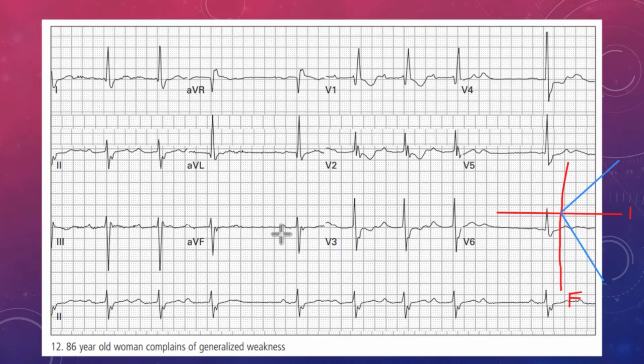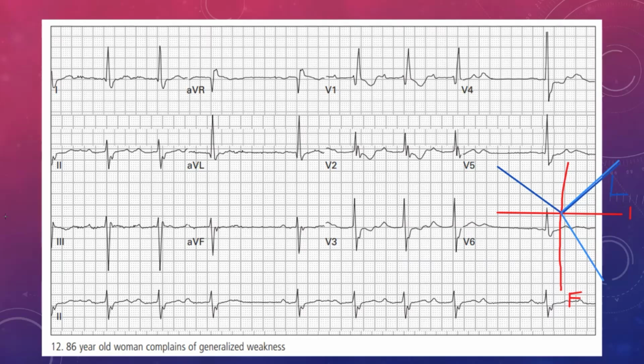And then let's draw it out for AVF. For AVF, we see that we've got a negative deflection, which means that the electrical system is going in the opposite direction to AVF. So if we have a look at that, we can see where the two lines match. So we've got a left-sided axis in this case. Let me put it as a little arrow over there so that we know.